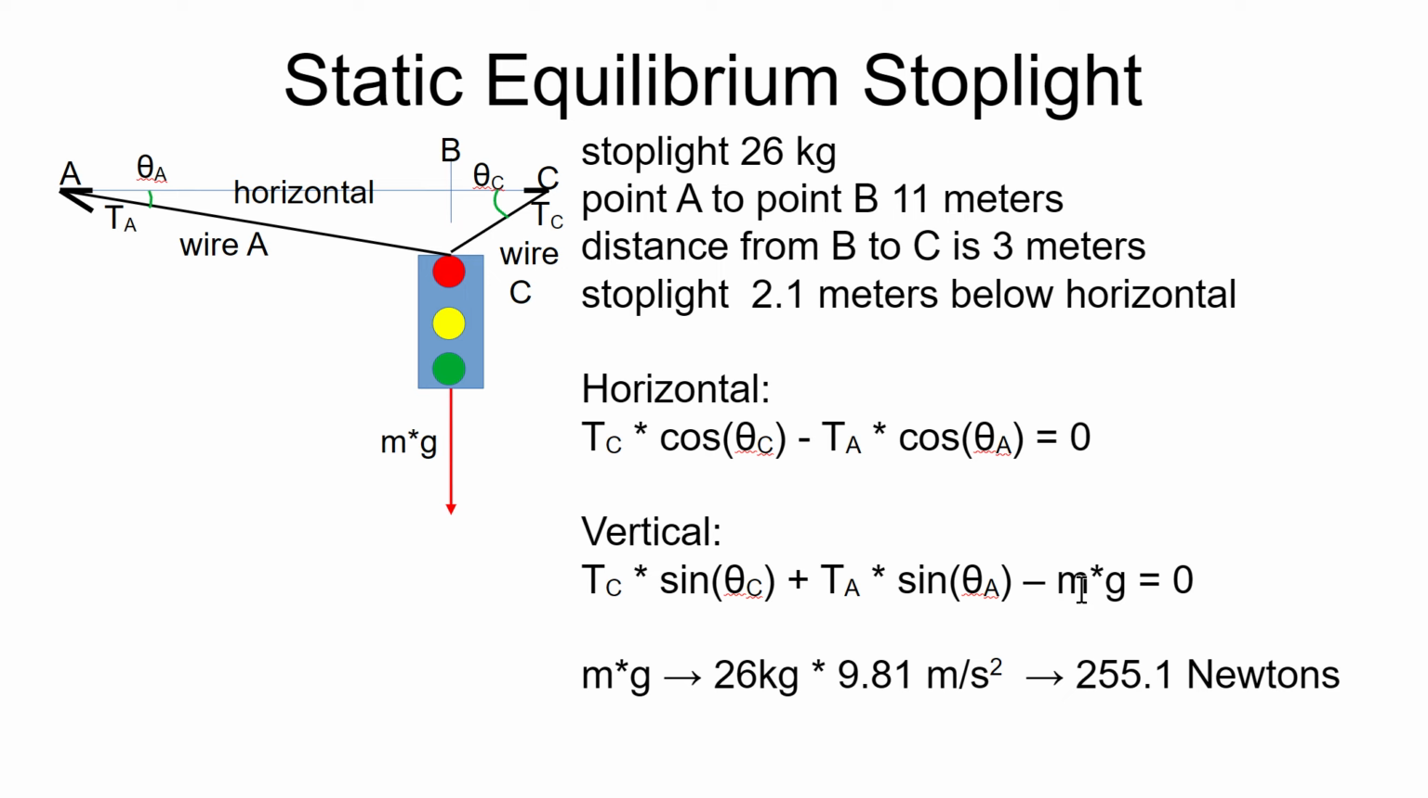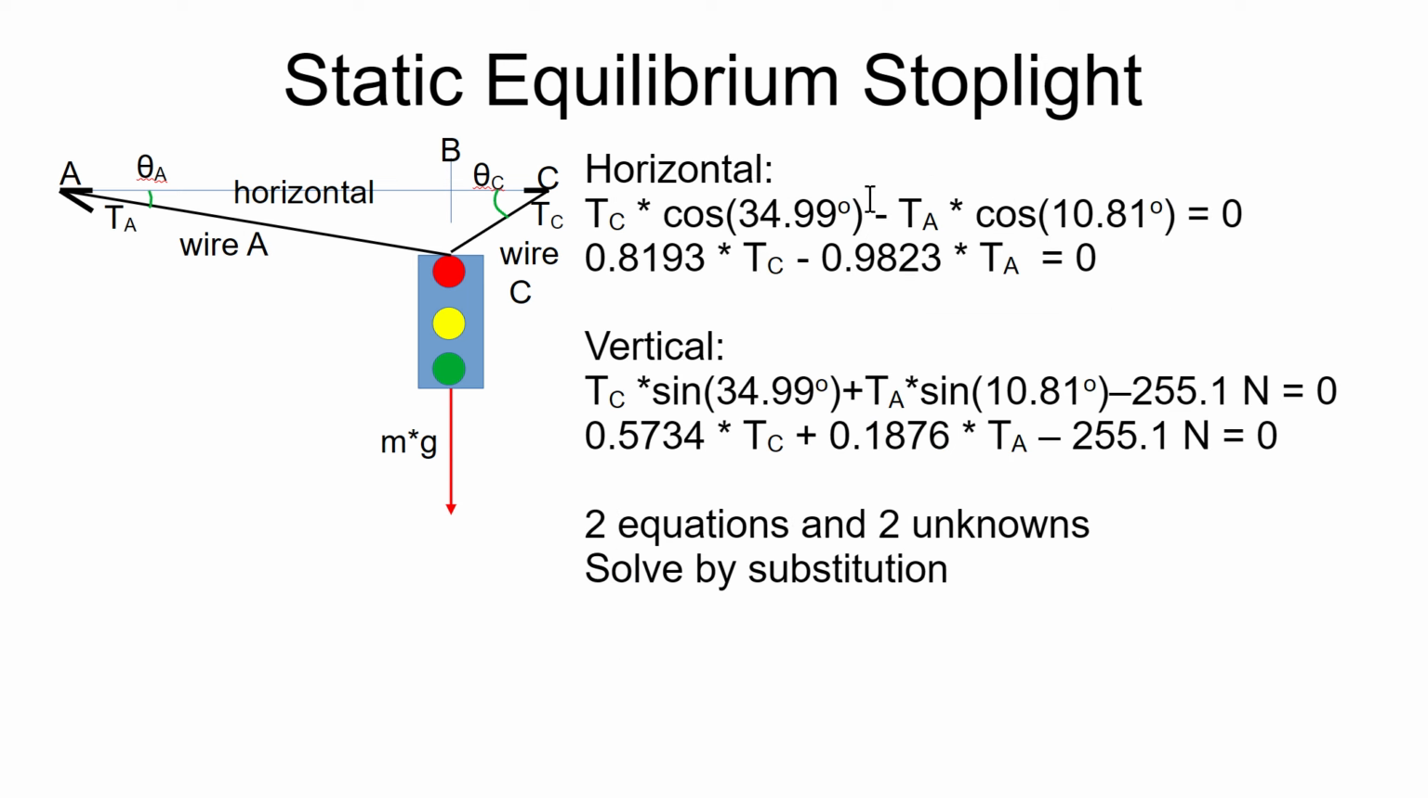We know the mass of the stoplight is 26 kilograms, so we go ahead and take an intermediate calculation here. mg will be replaced on the next slide with 255.1 newtons. All right, in the horizontal direction, T sub C cosine of 34.99 degrees minus T sub A cosine of 10.81 degrees.